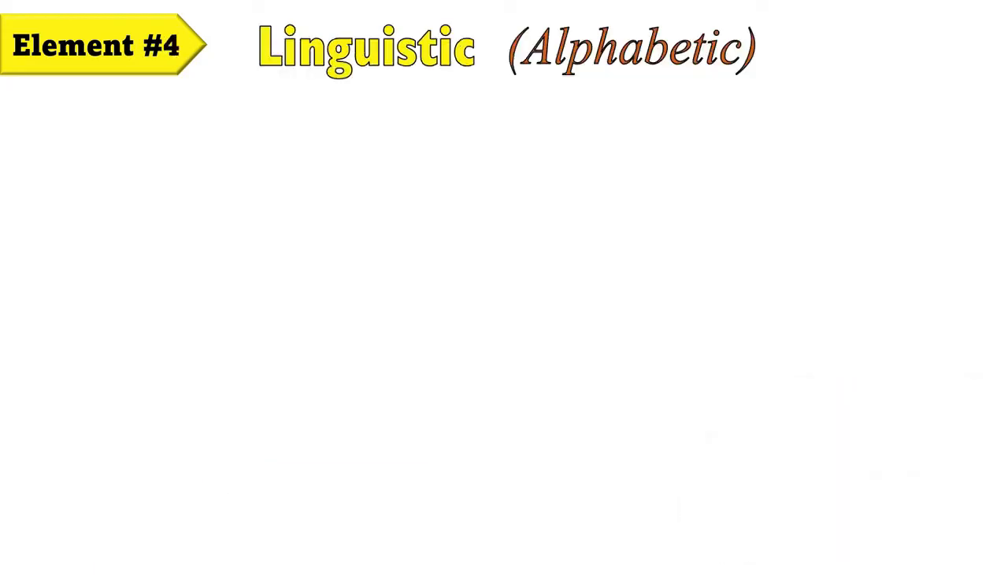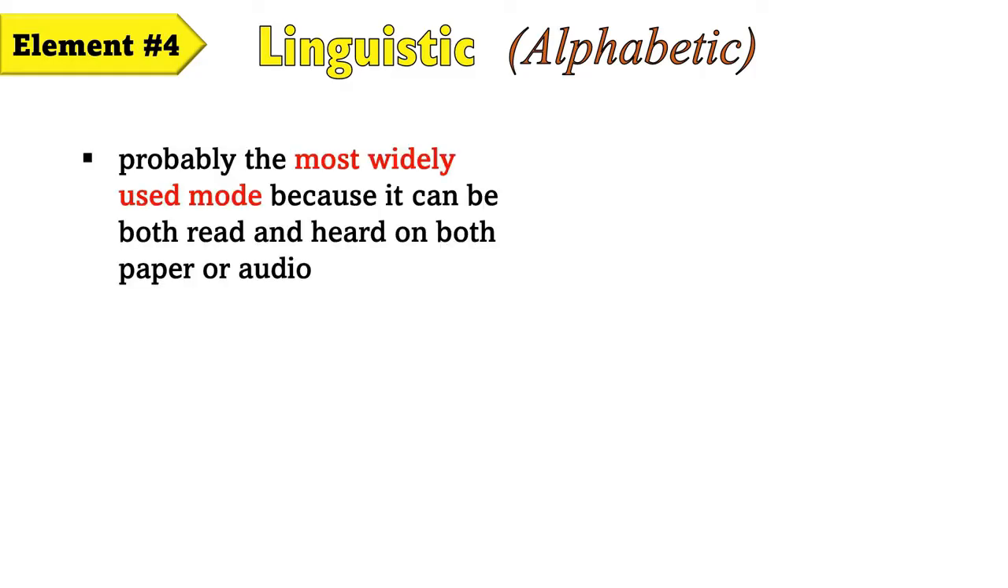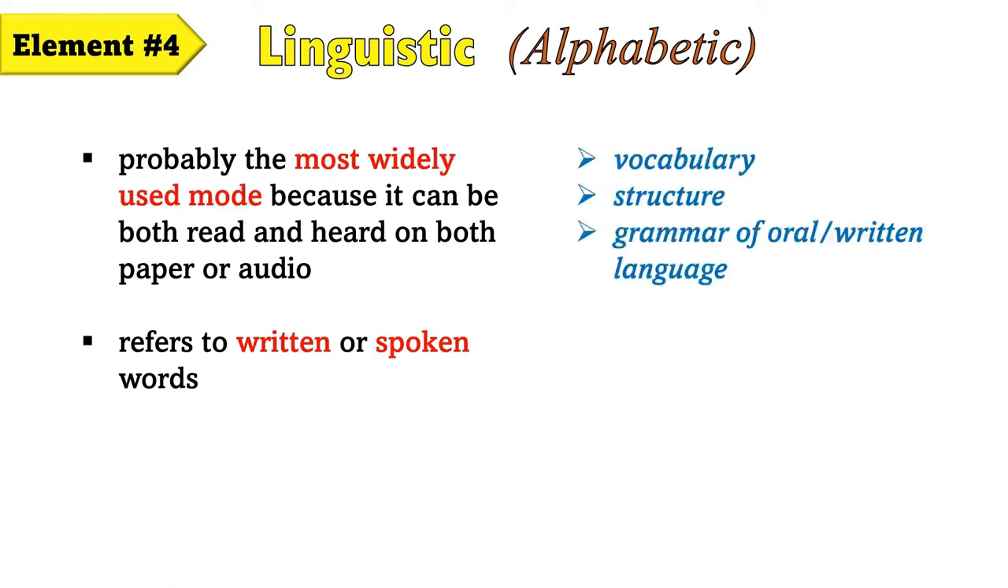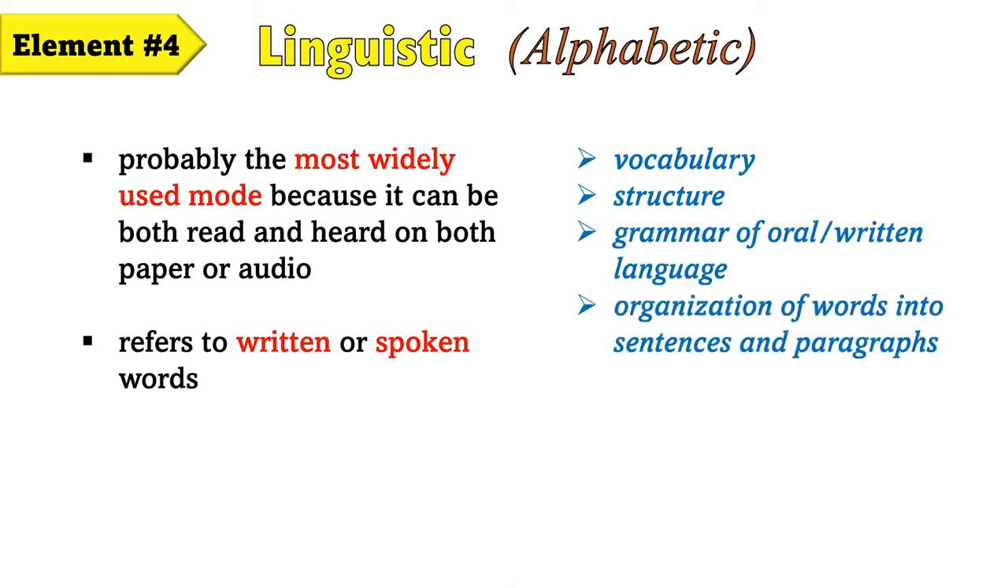Another multimodal element is linguistic, also called alphabetic. Linguistic is probably the most widely used mode because it can be both read and heard on both paper or audio. Linguistic refers to written or spoken words. This mode includes vocabulary, structure, grammar of oral or written language, the organization of words into sentences and paragraphs, and the development and coherence of words and ideas.